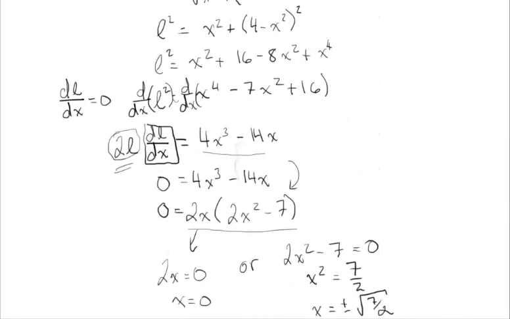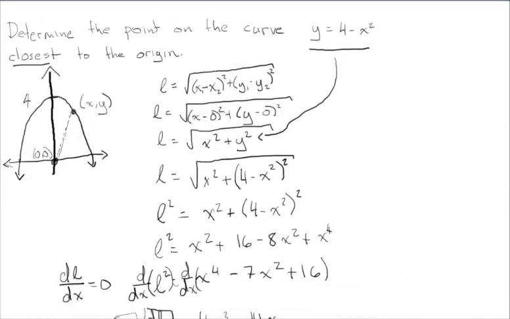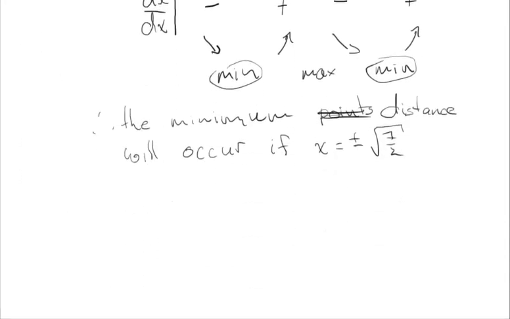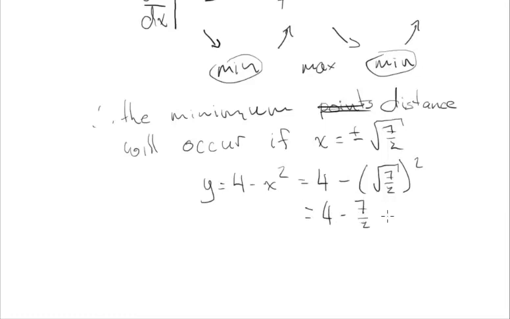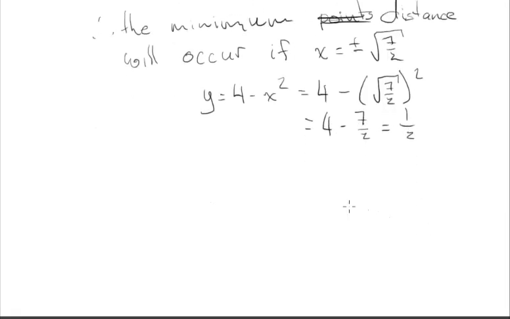And going back to the original question, we wanted to determine the point, so we need the y value as well. So remember, y equals 4 minus x squared. Just subbing in, we could sub in either point, or either x value. 4 minus 7 over 2, which would be equal to a half.